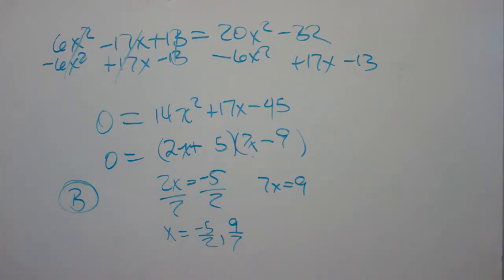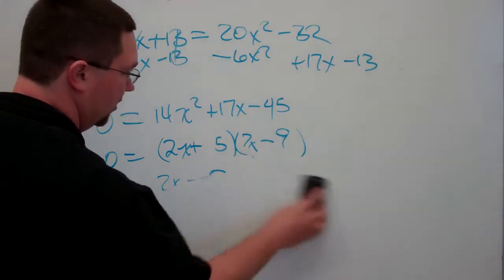Negative 5 halves and 9/7. So again, it is factorable. It does take a little longer to factor because of the bigger numbers, but it is possible. But like I said, quadratic formula will always work. So you could just go ahead and from the beginning run this through quadratic formula, and it'll be a lot faster if you're not good at factoring. Alright?